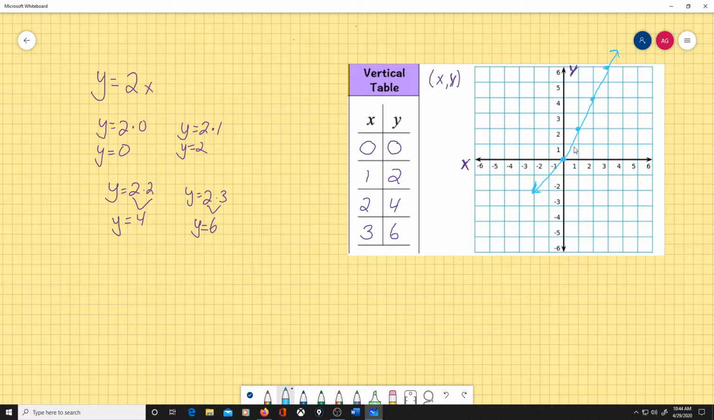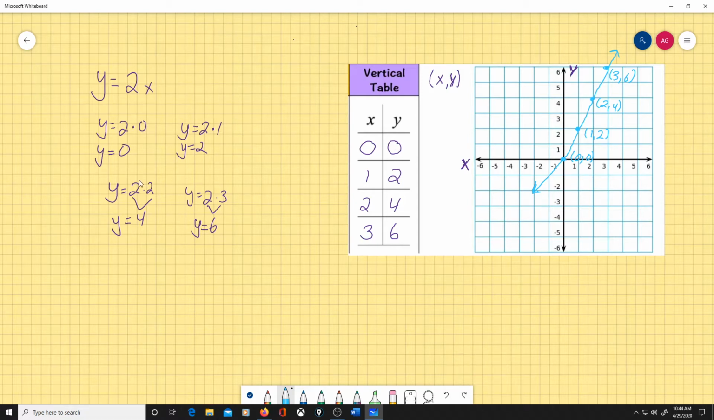Now, one thing I didn't do, that is kind of a pet peeve that I'd like us to always do, is we definitely want to label our points. So this is 0, 0. This one here is 1, 2. This one here is 2, 4. And this one here is 3, 6. I just always like to get in the habit. Whenever I'm going to put a point down on a graph, I also want to label that point. So that's really important to do.